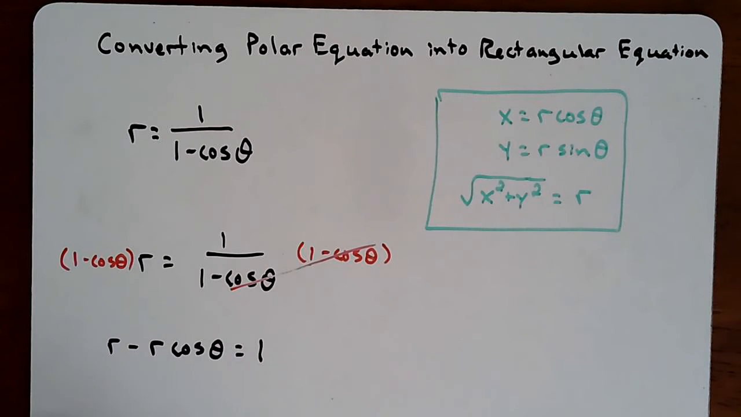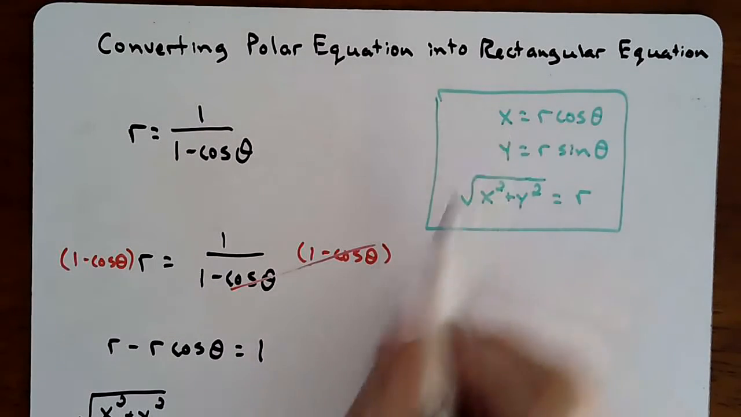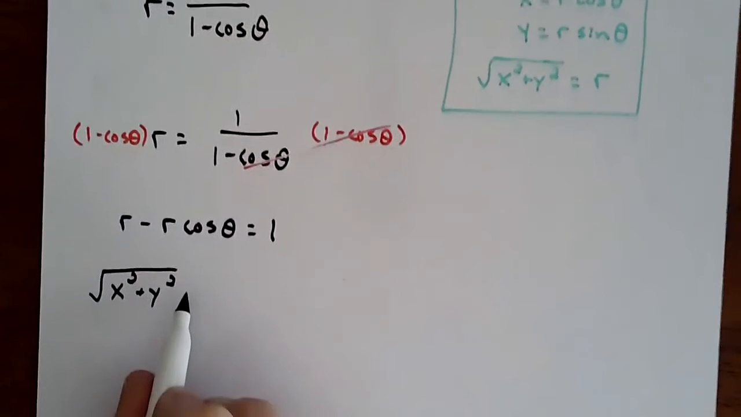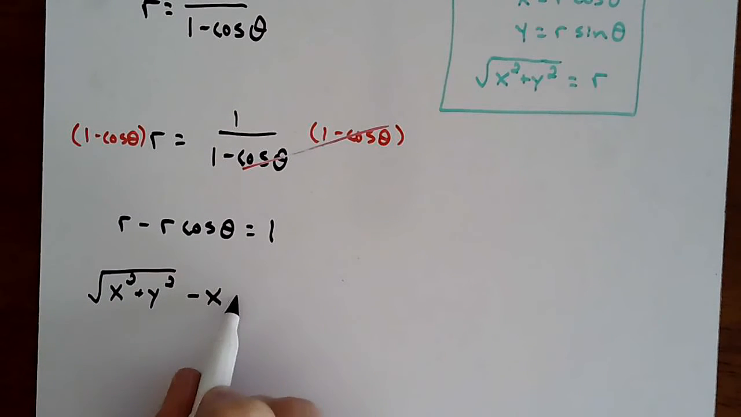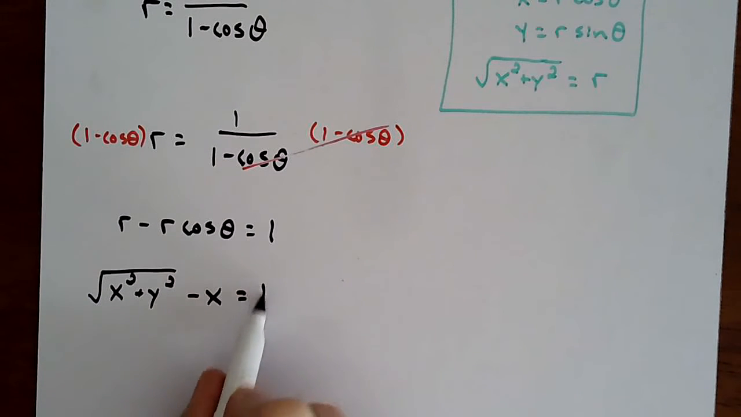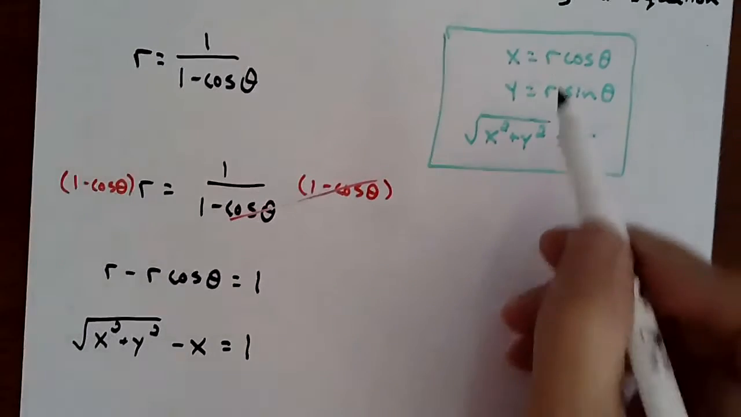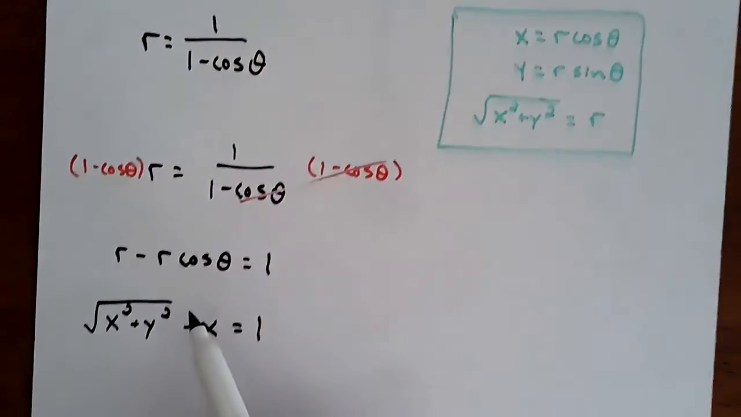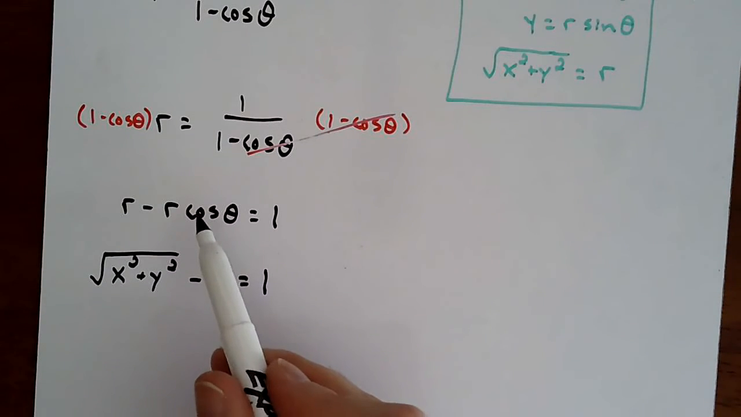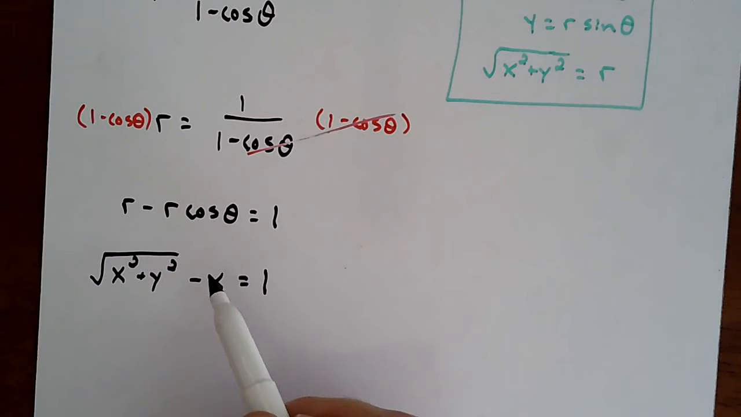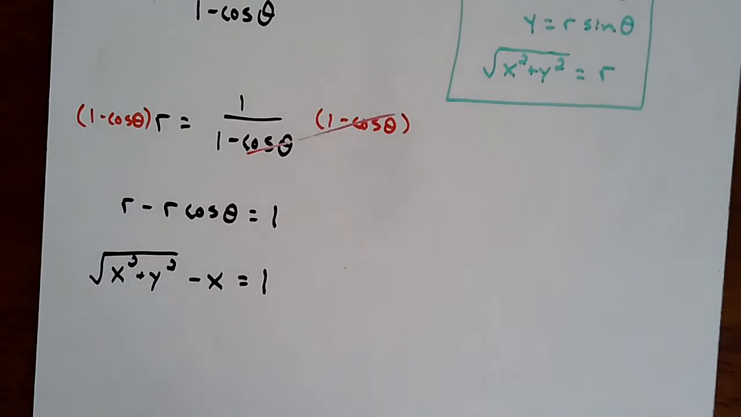So we do have an r, so we can replace that. So that's going to be the square root of x squared plus y squared, and then minus r cosine theta, which is x, so minus x, and then that's going to equal 1. All right. So as far as subbing it out, that's it. We're done with converting it from polar to rectangular; that was that substitution. But now we've got to do some cleanup on this.